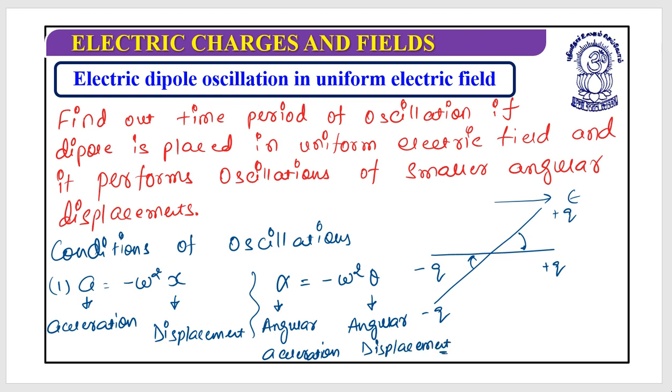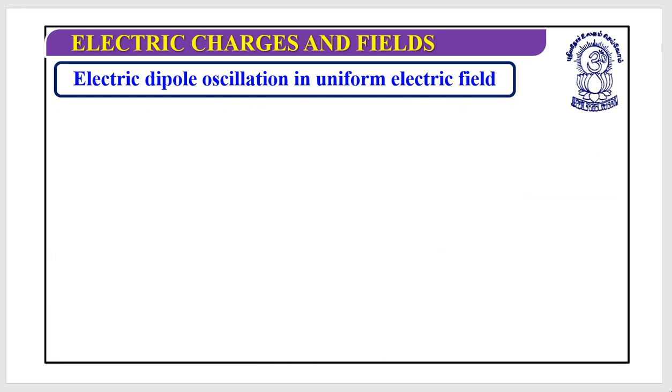This is angular acceleration and this is angular displacement. Now we are going to use one of these. How can we do it? Let's look at this. We know that torque equals PE sine theta. They have asked for the smaller angular displacement.